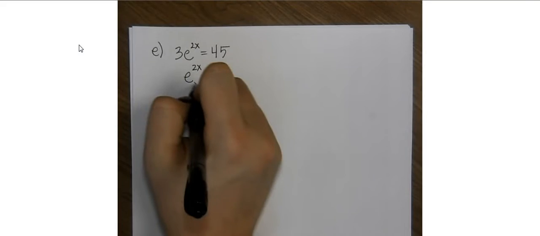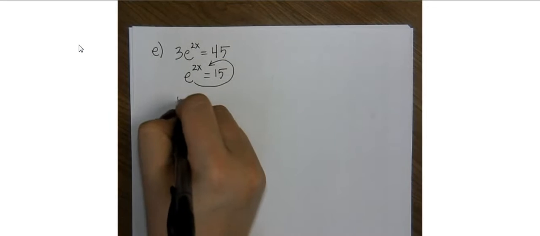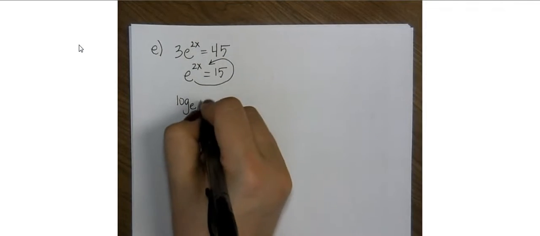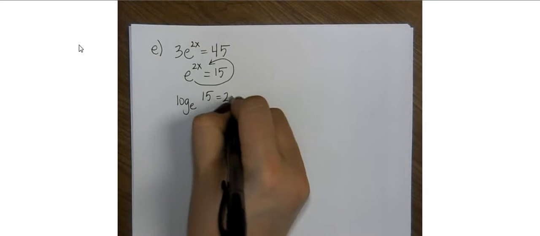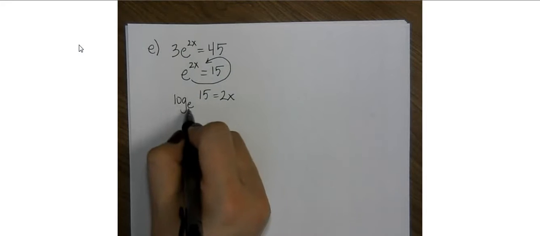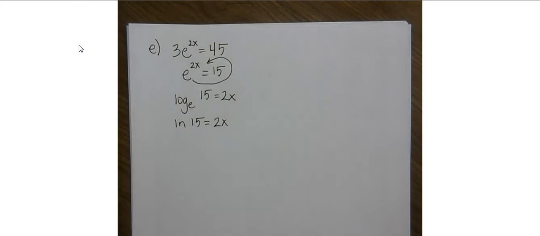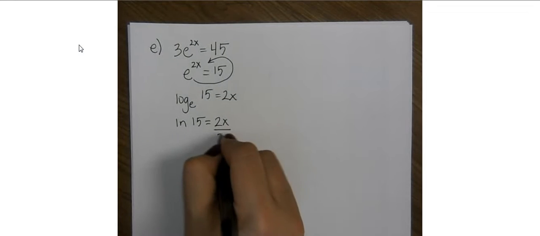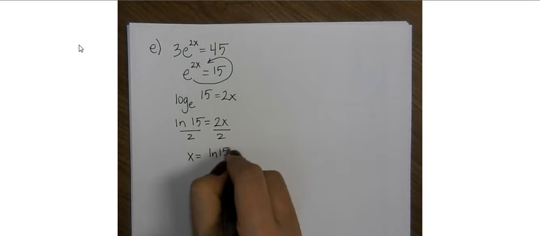So remember that that log base e is the same as natural log. So I'm going to write that log base e first, though, of 15 equals 2x. So log base e is the same as natural log of 15 equals 2x. And then you would just divide by the 2. So I would get x equals the natural log of 15 over 2.